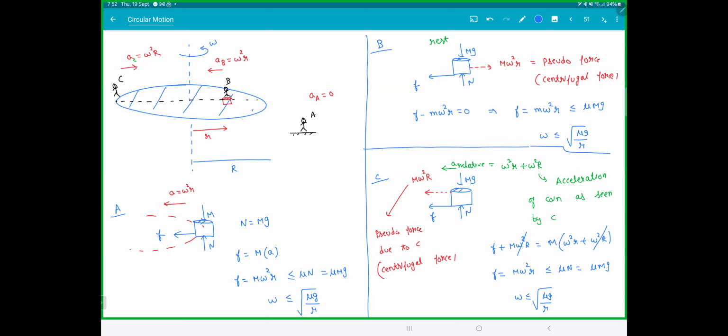So this is how you solve in A ka frame, B ka frame, and C ka frame. Any doubts? Anyone not convinced, confused? Please ask.